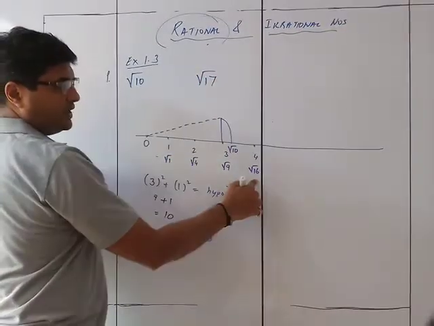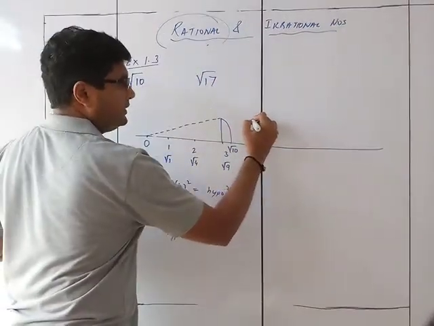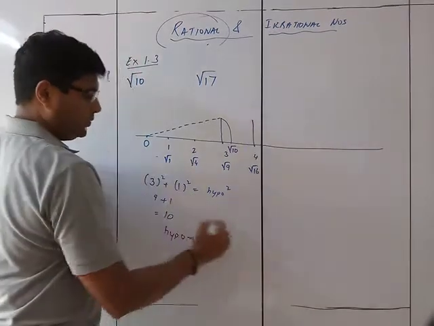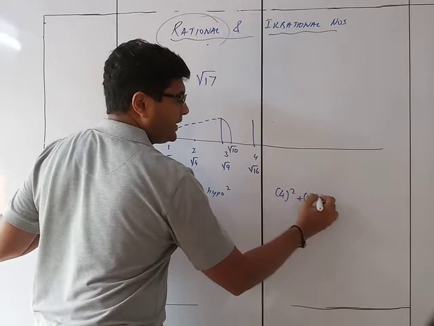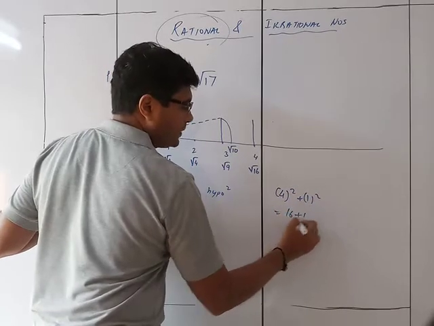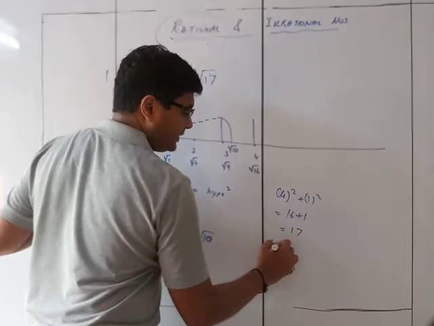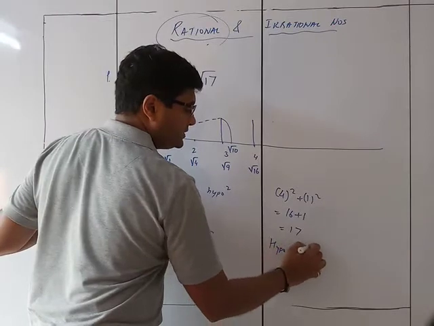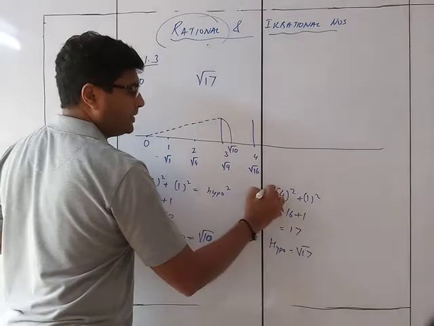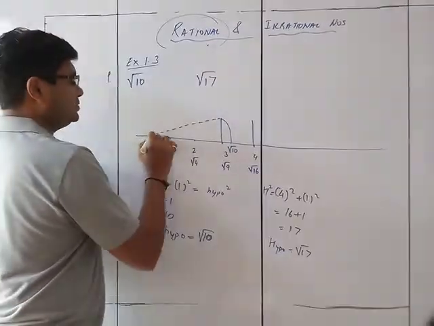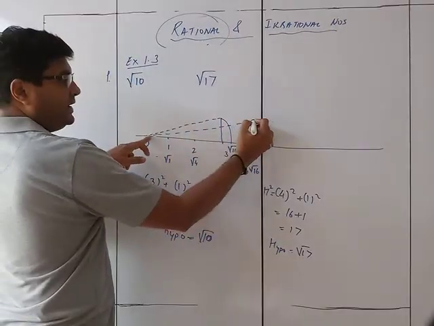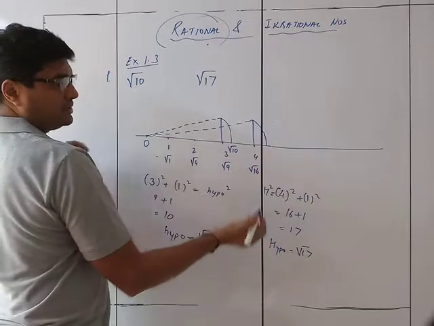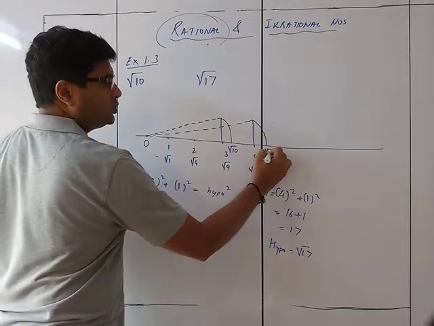Now the next question is root 17. So we'll take the 16 part. We took the 16 part and drew 1 centimeter here as well. We'll just check it out. 4 square plus 1 square is equal to 16 plus 1 is equal to 17. So hypotenuse is equal to root 17, because this is nothing but hypotenuse square. So this is root 17. Take this as the radius and draw the arc like this. So this over here is root 17.